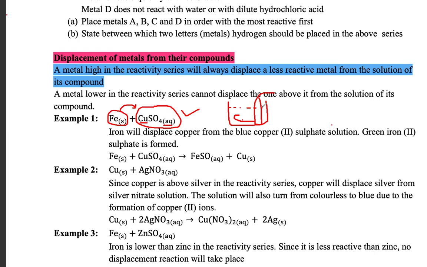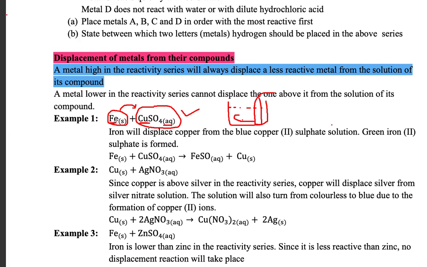So what we expect is that we are going to compare these two metals, copper and iron. Which one is more reactive than the other? The information that I have is that iron is more reactive. Now I'll come and show you how you are going to confirm. Iron is more reactive than copper.